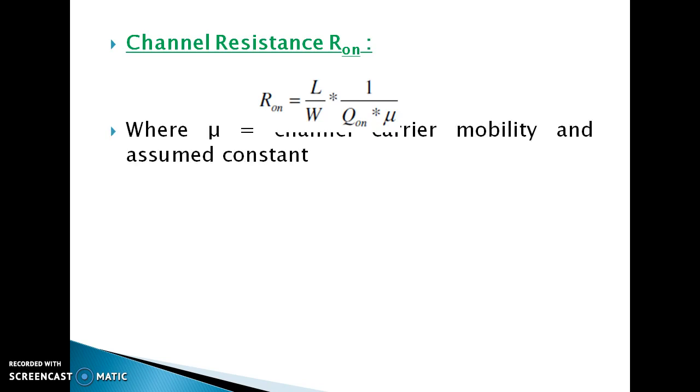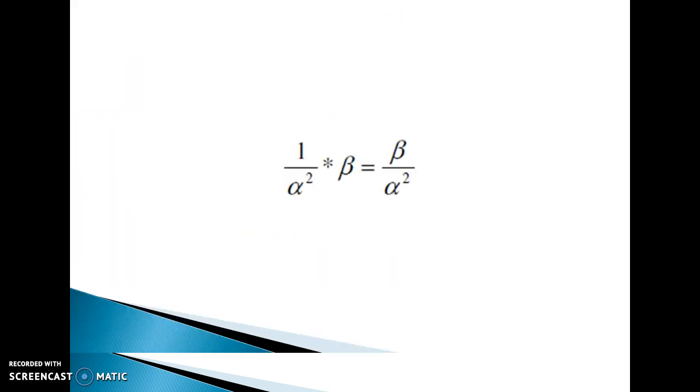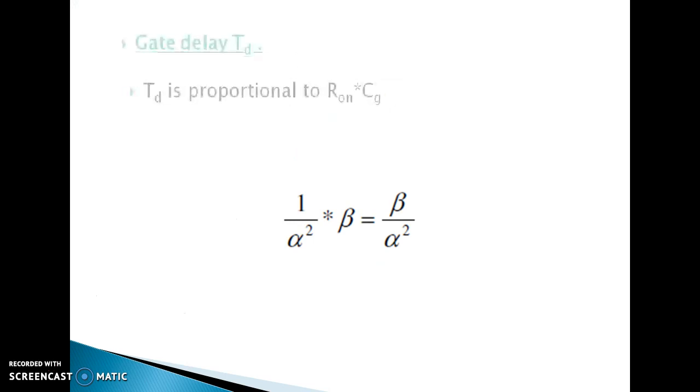Channel resistance. We know that it is L by W into 1 by Q on into mu, where mu is the carrier mobility. Therefore here, if we see R on, Q on into mu, there is no scaling factor for mu. Q on is 1 and L by W also 1. Therefore R on is scaled by 1.